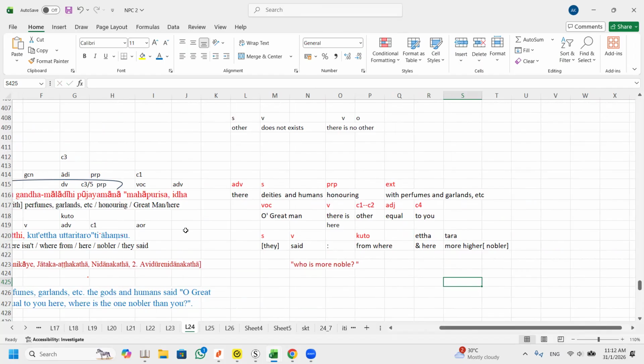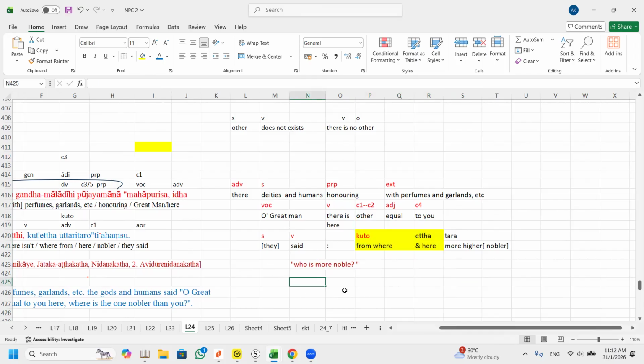So more higher, that means in this case the word we're going to see is that it is comparing nobility. So in here, who is more noble? That means they are comparing to the Buddha. So in this case, the word from where and here is so complicated. So technically, these two, this one, this one.